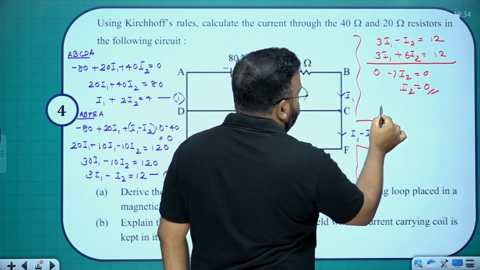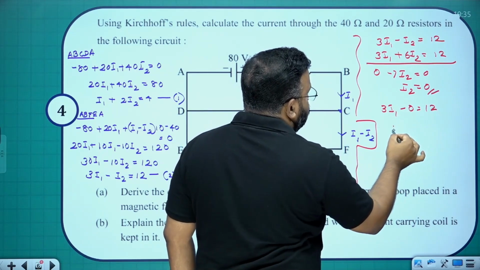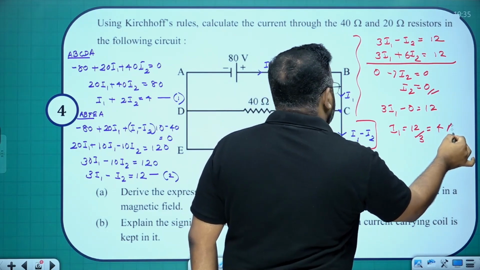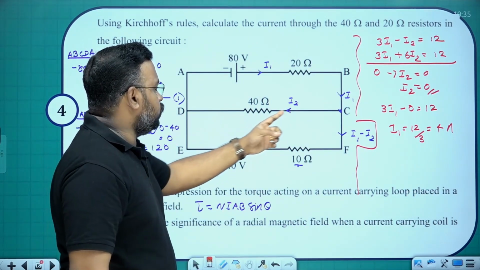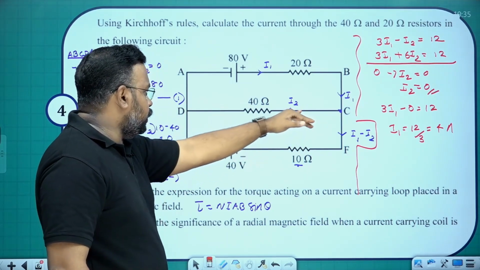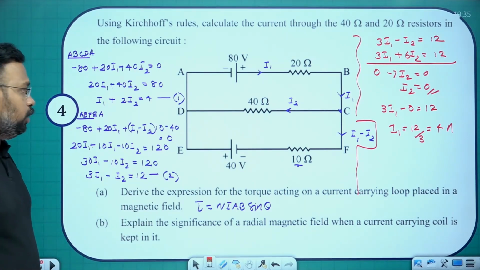We can substitute in the other one. So we get 3 I1 minus 0 equal to 12. So I1 is equal to what? 12 by 3, which is equal to what? 4 ampere. So dear students, please note that there is no current flowing through what? This one. What may be the reason for that? Because potential at C and potential at D are equal. That's the reason why there is no current flowing through that. I hope this is clear for you.